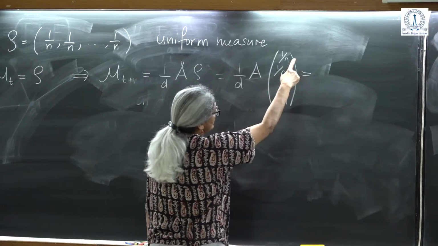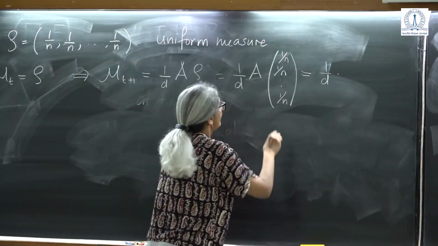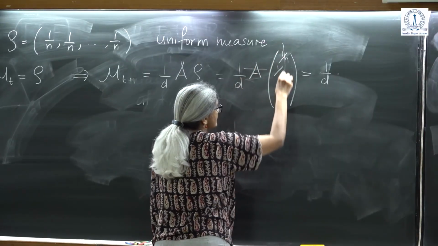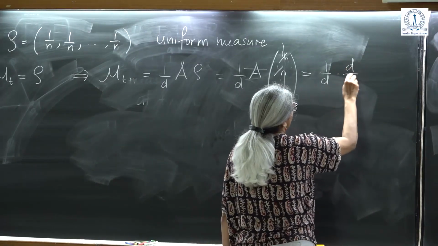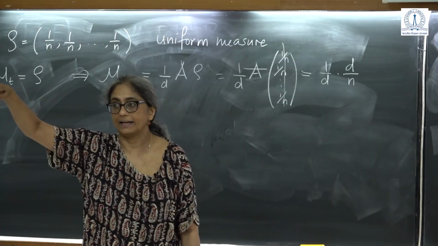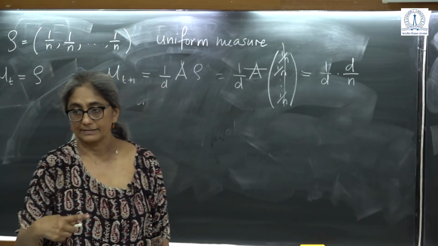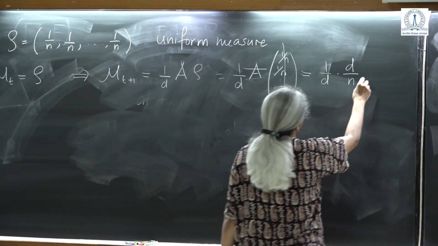So in every row, we still have the 1 over d, and if I do a row of this matrix times this vector, what do we get? D over n. Do you agree? Because in every row there are d ones, and they will pick up 1 over n d times, so I get d over n, and this just comes back to 1 over n.